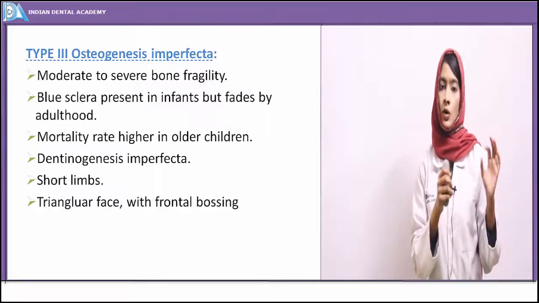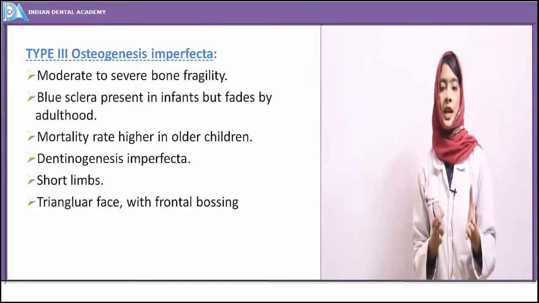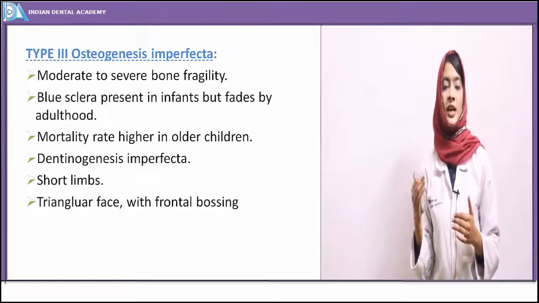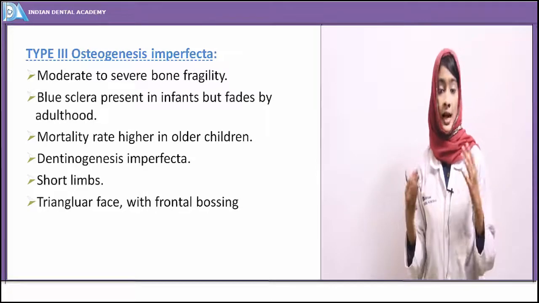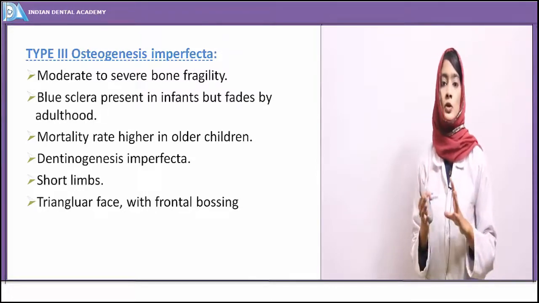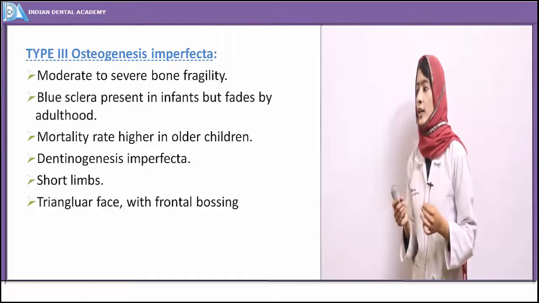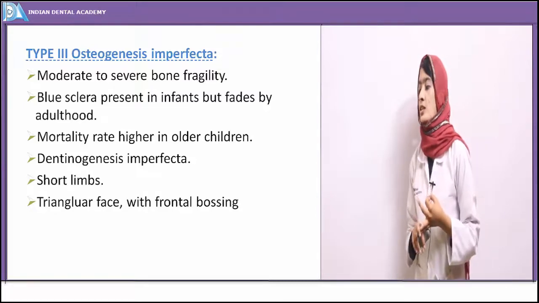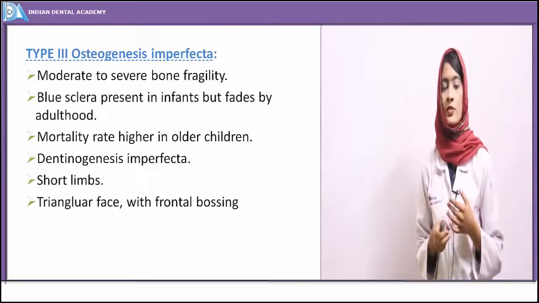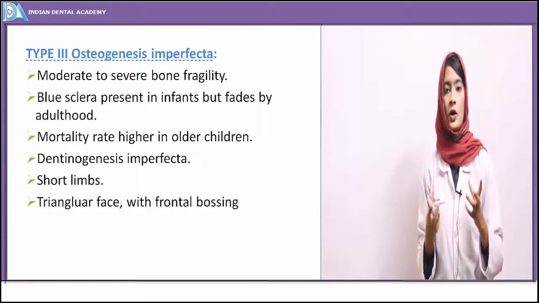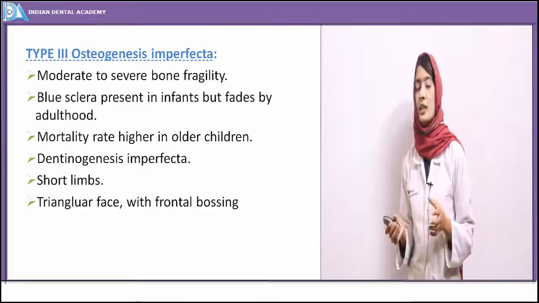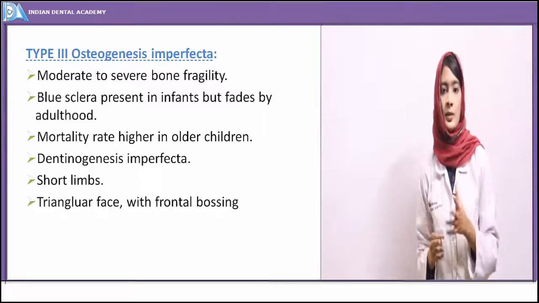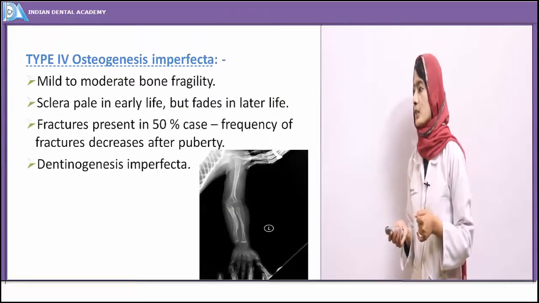are present in all the cases, but type 3 shows a characteristic feature that blue sclerae are present in infants and they usually fade as the child develops, or as the child enters adulthood, the blue sclerae fade away. Mortality rate is higher here because of the fractures and infections, and the characteristic feature is the facial appearance of a triangular face with a frontal bossing. And the limbs are shortened. The limbs are not actually short in length; because of the fractures only they appear to be short in length.